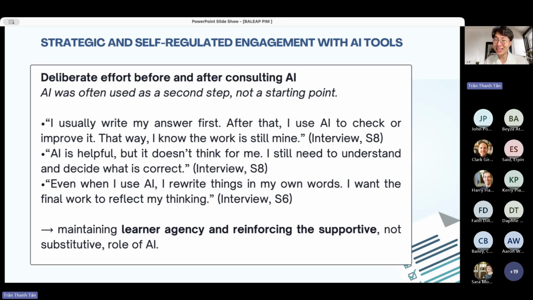For example, interviewee number 8 shared that "I usually write my answer first. After that, I use AI to check or improve it. AI is helpful, but it doesn't think for me." Yes, this is really consistent with the findings that AI is a companion. They do not use AI first, they use their own thinking first, and this needs them to understand and decide what is correct. "Even when I use AI, I rewrite things in my own words. I want the final work to reflect my thinking." And at this time, we can see that the students maintain learning agency and reinforce the supportive, not substitute, role of AI.